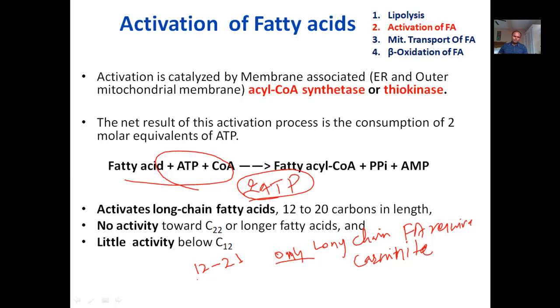12 to 21. This is the rough number, 12 to 21 carbon. The fatty acid which has carbon in between is called long chain fatty acid. Below this is called short chain fatty acid. Above this is called very long chain fatty acid. So just remember this important fact: only long chain fatty acid requires carnitine.